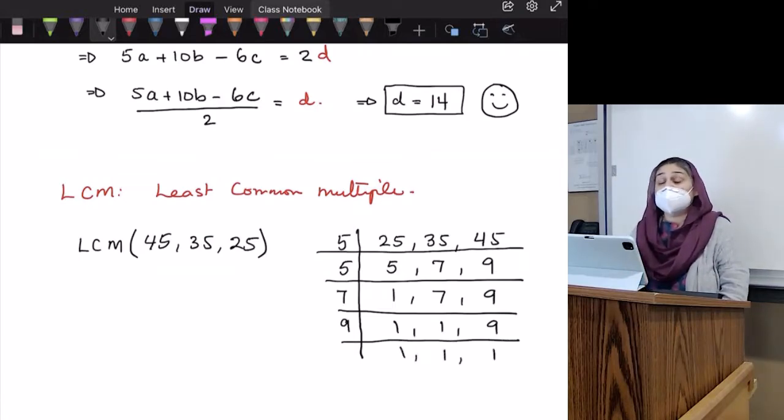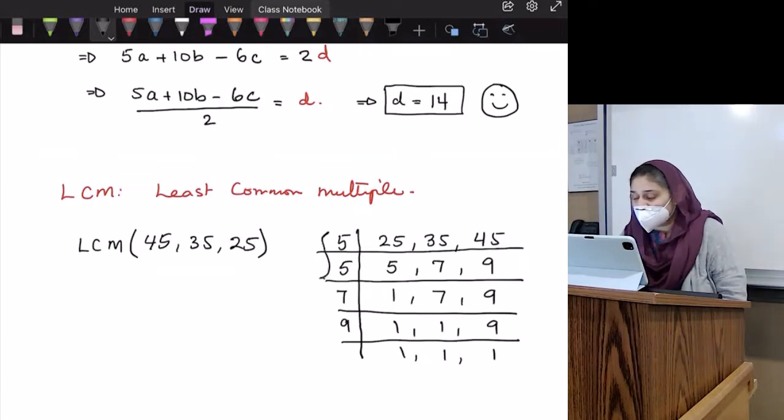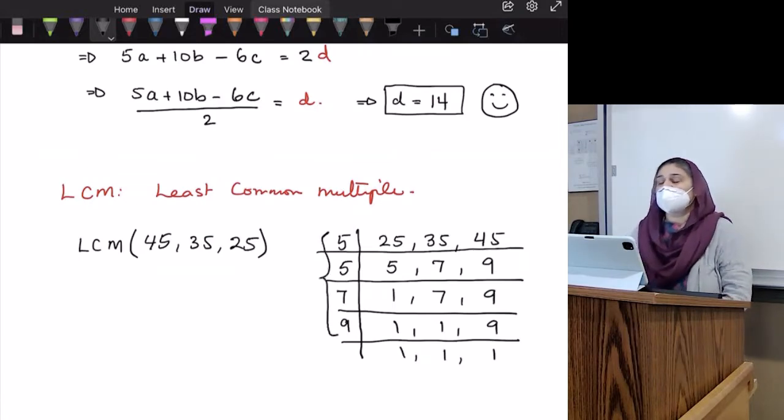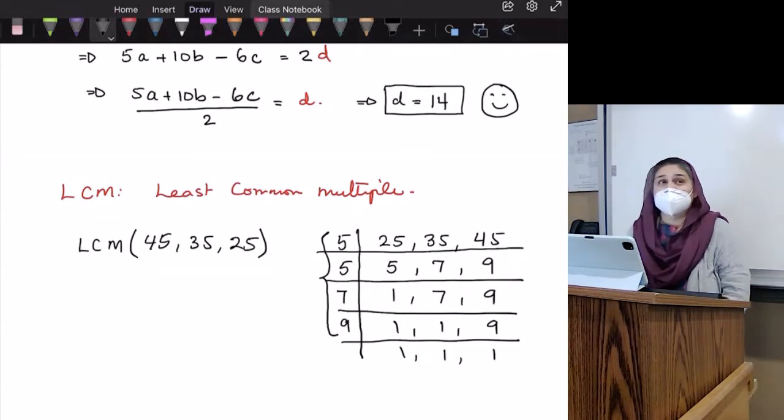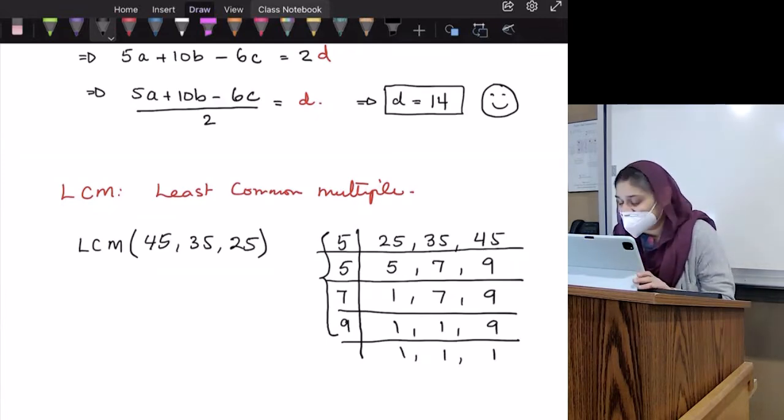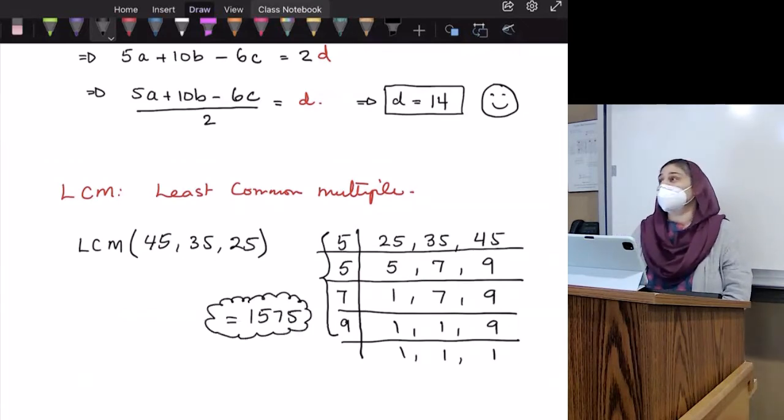In order to find the least common multiple, multiply all of these numbers. 5 times 5 is 25, times 7 times 9. I can't do that math in my head. Someone with a calculator. I can just do 5 times 5. Wait, say that? 1,575. So the least common multiple is, drum roll, 1,575.